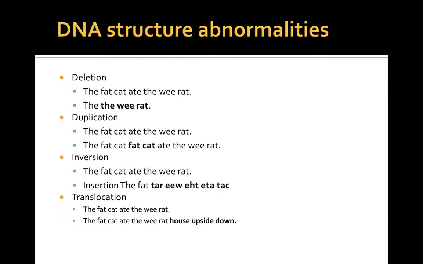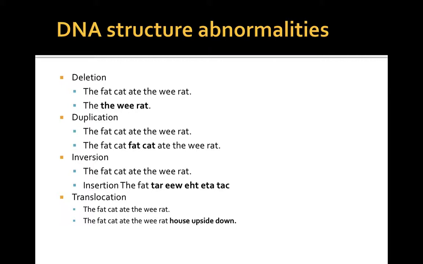So let's talk about DNA structural abnormalities. There are 4 of them: deletion, duplication, inversion, and translocation. Deletion is when genetic material is lost. In the illustration on the slide, it shows the fat cat ate the wee rat. And when deletion happens, what you see is the wee rat.